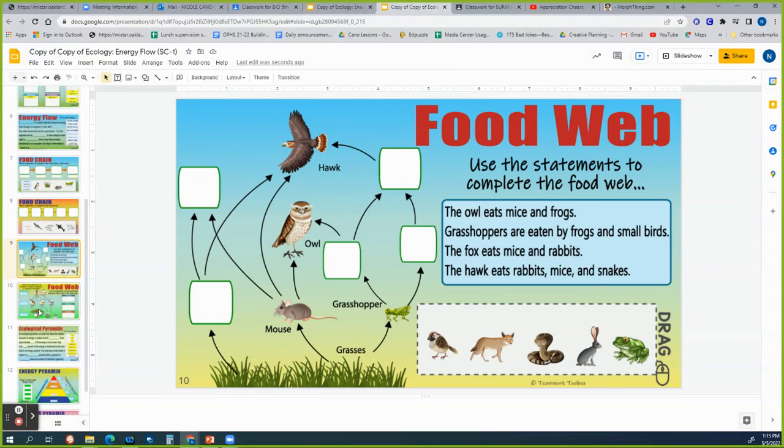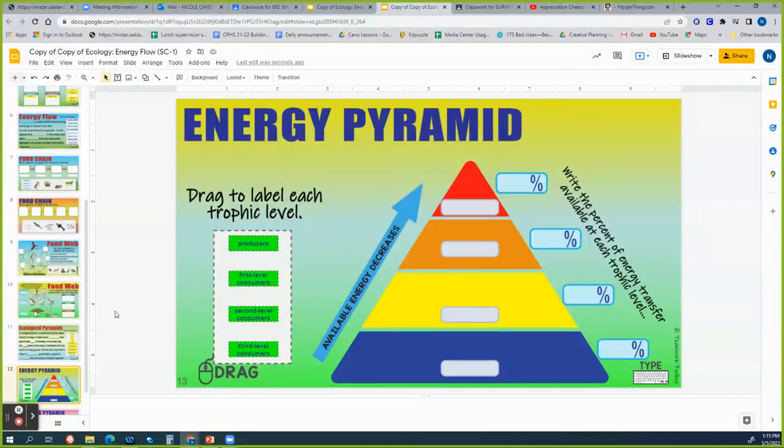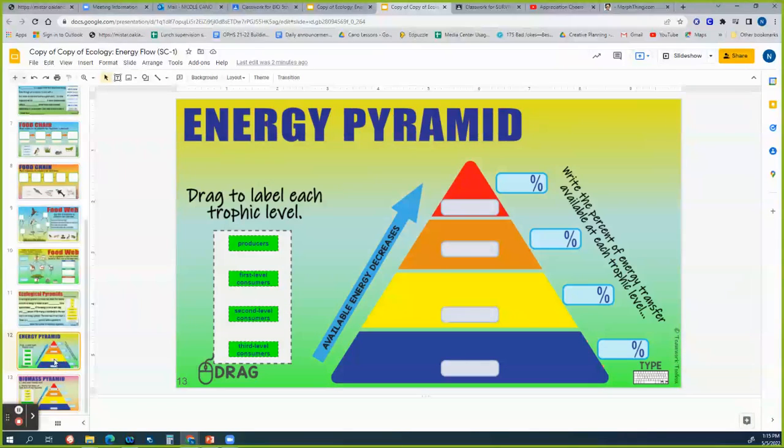Numbers 9 and 10 are all about food webs. So these are interconnected food chains, right? Remember, we talked about interconnectedness being super important in ecology. Again, it's a drag and drop. For number 11, fill in the blank. Again, you'll have two answers left over. And 12 and 13 are food pyramids. And again, the information that you will need to complete this will be found in Chapter 4, Section 2.